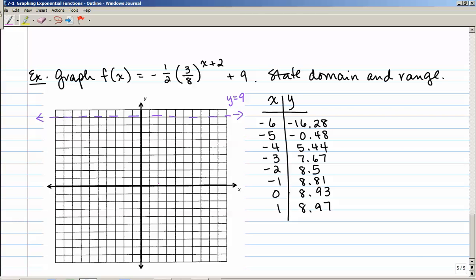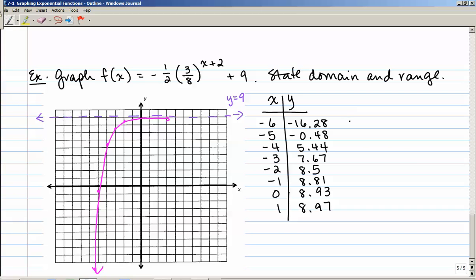Graph my points. I'm going to start with negative 5, and that's at negative 1/2. And then negative 4 is at about 5.5. Negative 3 is, let's see, 2, 4, 6, 7 plus a little bit. And then we get up to 8.5, and then we start to get really close. So this end of it is going to go like that and approach 9 but never hit there, and then this is just going to go down like that.